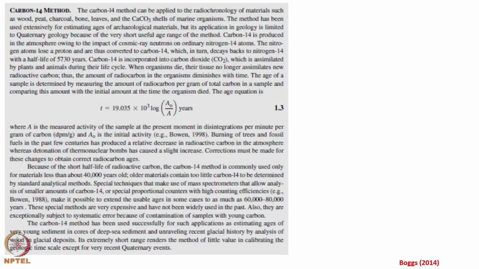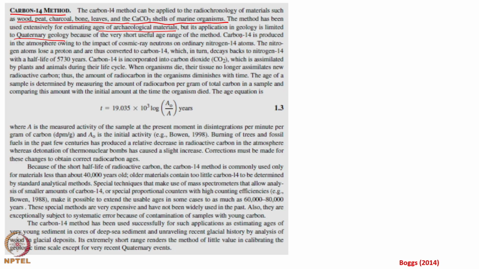We will look at the C14 dating principles. This can be performed on wood, peat, charcoal, bone, leaves and CaCO3 shells of marine organisms. Whenever there is carbon available, and also in the CaCO3 shells of marine organisms, this dating can be applied. Extensively it has been used to estimate ages of archaeological materials. If an old civilization is to be dated, say the Harappan civilization, the carbon-14 method can be performed, not just in geology, therefore in archaeology it has its use. In geology, its use is limited to the quaternary period.